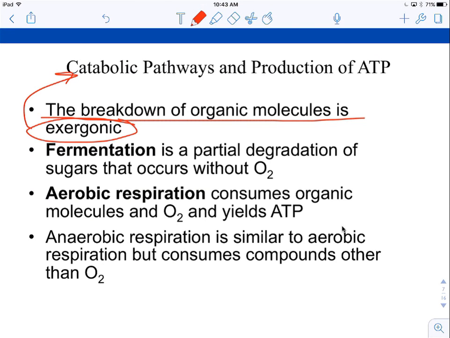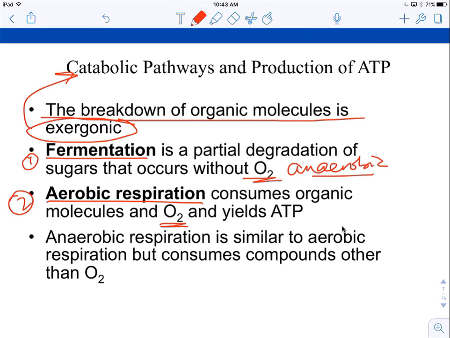Two main exergonic pathways play a role in cellular respiration. One is fermentation, and fermentation is the partial degradation of sugar that occurs without oxygen, so it's anaerobic. Okay. And aerobic means with oxygen, so anaerobic means without. And then the second process is aerobic respiration, which consumes organic molecules in the presence of oxygen and yields ATP. So aerobic respiration is a higher energy output.